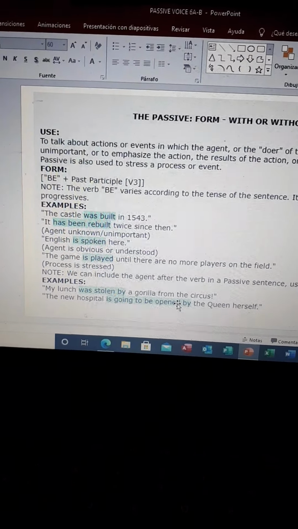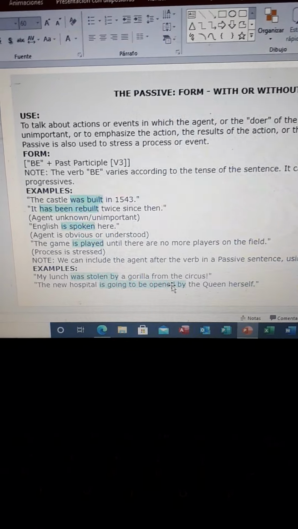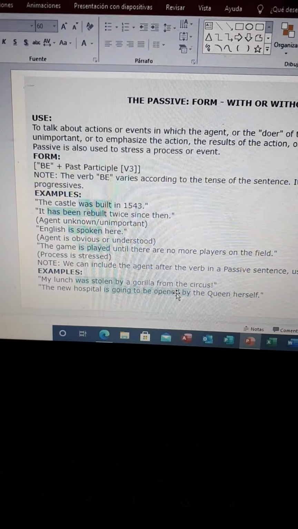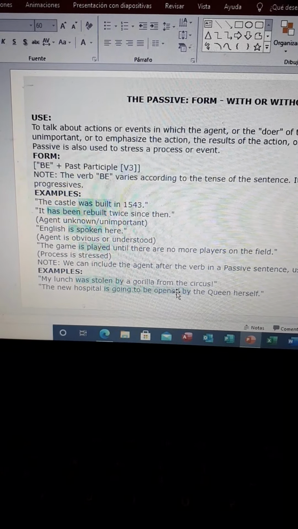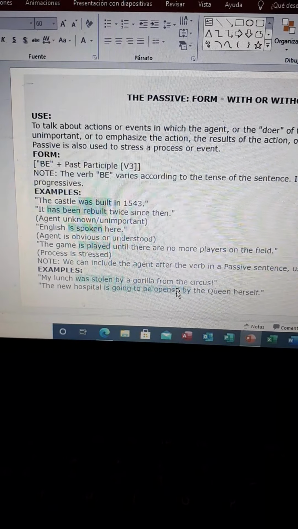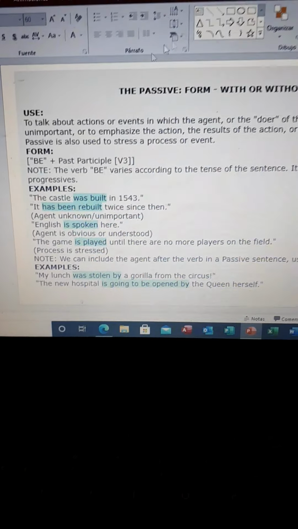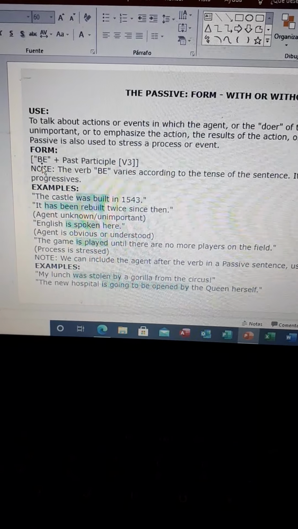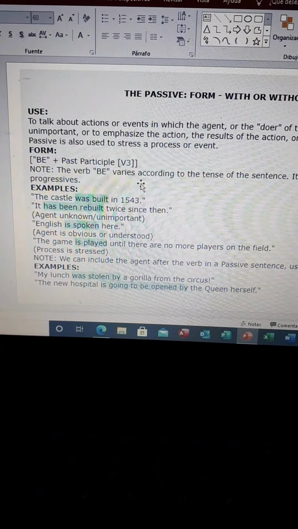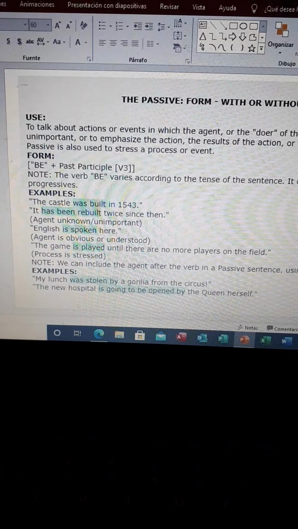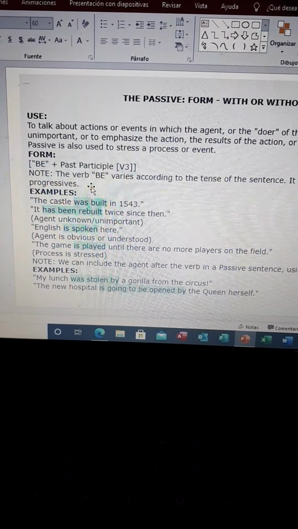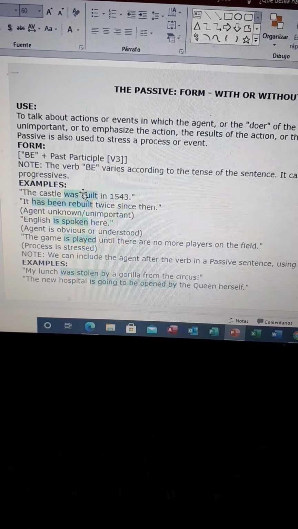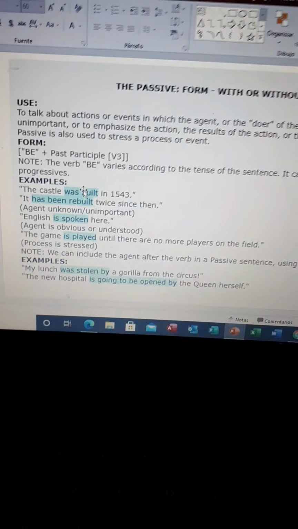Por ejemplo, my lunch was stolen by a gorilla from the circus. Si te fijas, lo que es importante ahí es que fue robado. No quién lo hizo, sino la acción fue robado. Entonces ahí es pasado. O sea, el verbo principal va a estar en pasado participio, ¿sí? Por eso aquí dice, to form the structure of the passive voice, we need the verb to be in different tenses, okay? The verb to be varies according to the tense of the sentence, okay? It can take any form, including progressives. That's why we said that it can be present perfect, progressive, or past perfect, etc., okay?